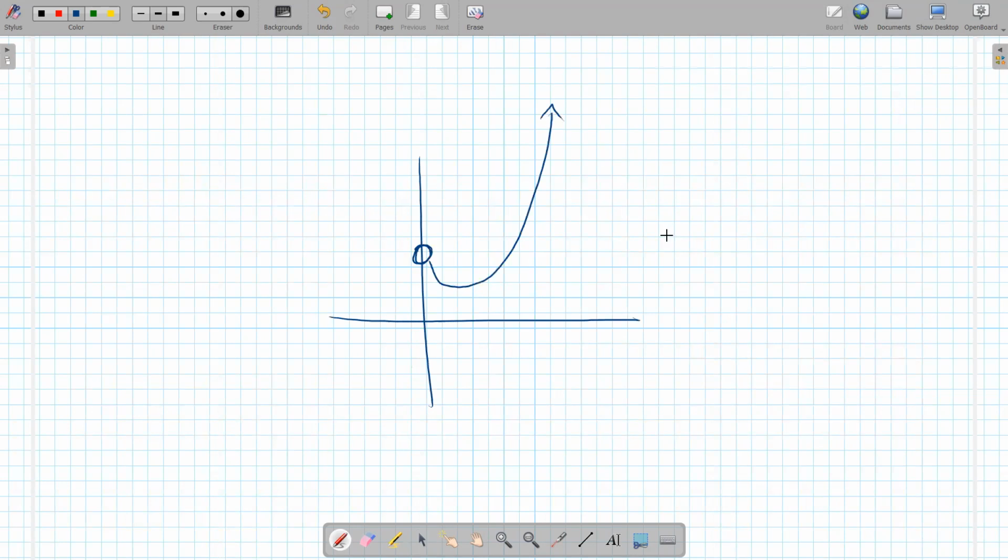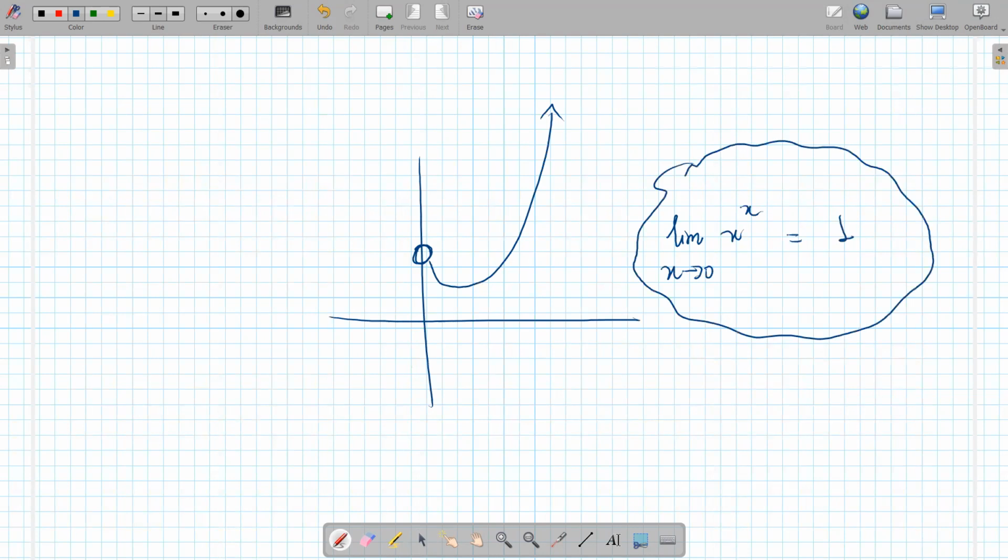If you do something called the limit when x goes to 0 of x to the power of x, this is 1. It could potentially be 1. But is 0 to the power of 0, 1? No, it's not. The limit is an idea of what the y value could potentially be, but the actual y value is not 1, okay?